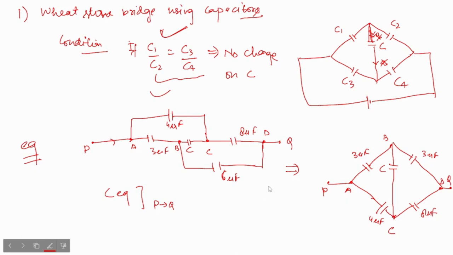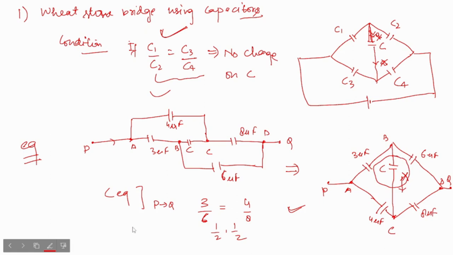Now, if you see, this is a case of balanced Wheatstone bridge. Why so? Sorry, this is, I think, 6 microfarad, not 3. This is a case of balanced Wheatstone bridge. Why so? Because if you see, 3 by 6 is equal to 4 by 8, 1 by 2 is equal to 1 by 2. So there will not be any charge on this capacitor. There will not be any current flowing through this, right?